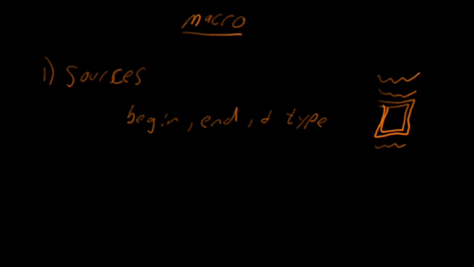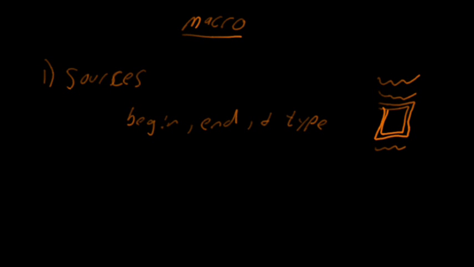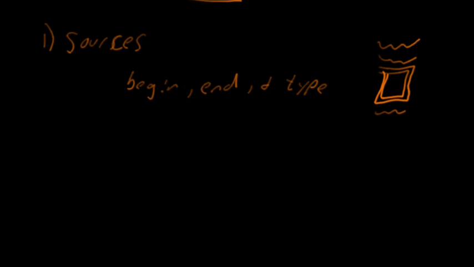So that's the first part of macro. It's not first because there's no order to it, but one of the steps is to make sure you know where all the sources are in the piece of Gemara that you are learning.